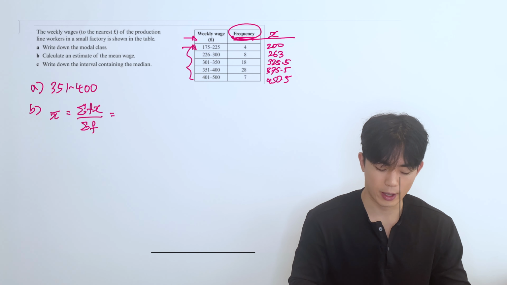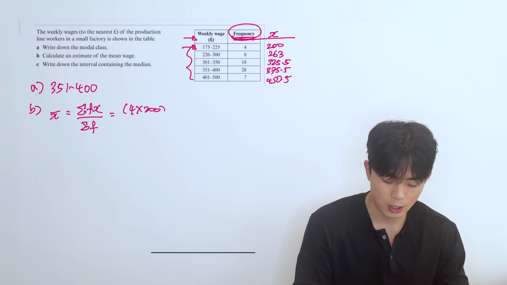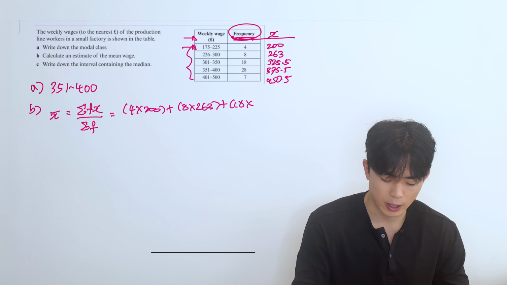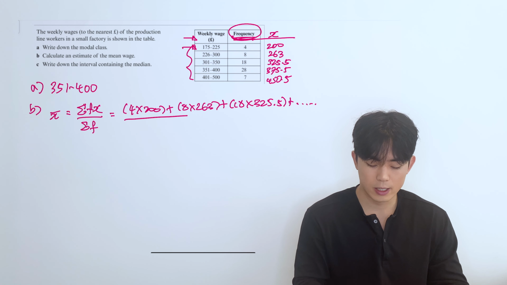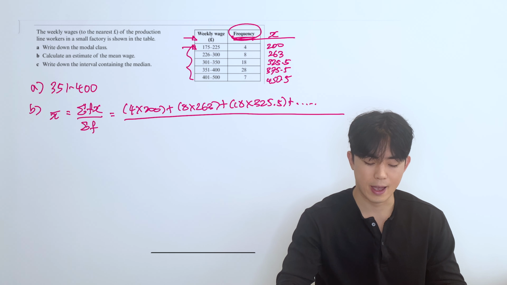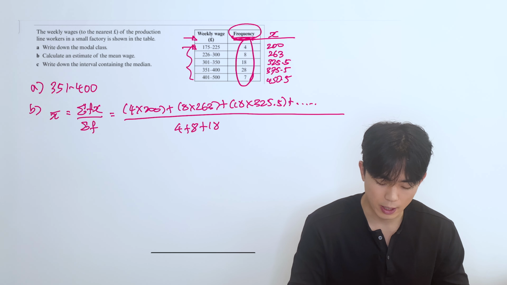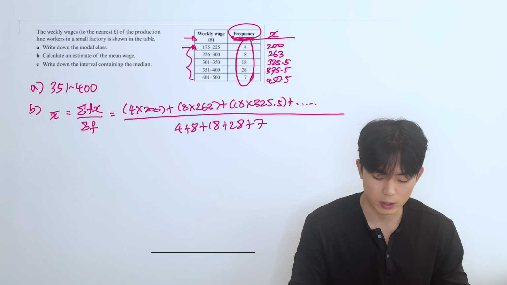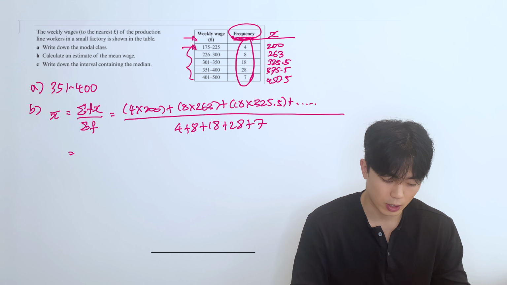So summing up f times x, first f will be 4 times the x will be 200, plus 8 times 263, plus 18 times 325.5, and so on, just the rest as well. I'm not going to write it out. And now this is divided by the sum of f. So f will be all these values summed up together. So it'll be 4 plus 8 plus 18 plus 28 plus 7, like this. And that way we can get the mean, which will turn out to be roughly 345.1.